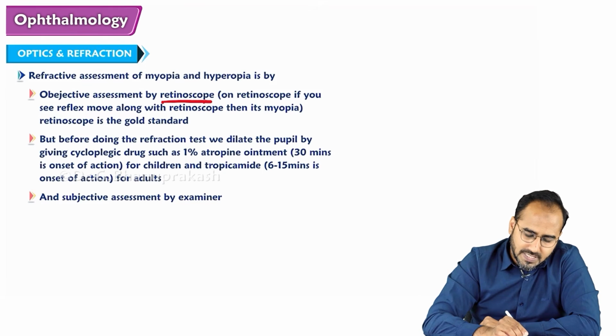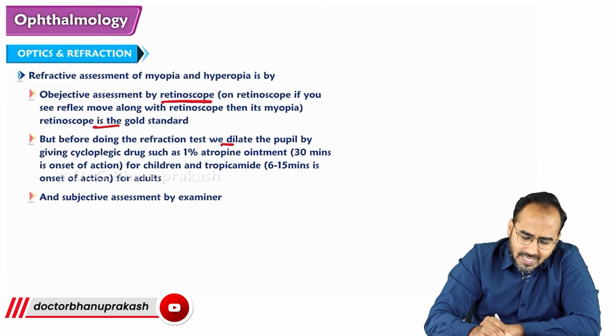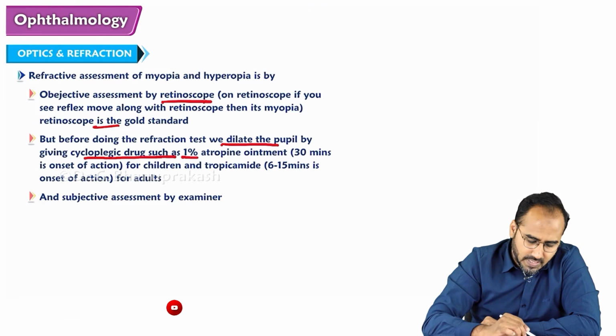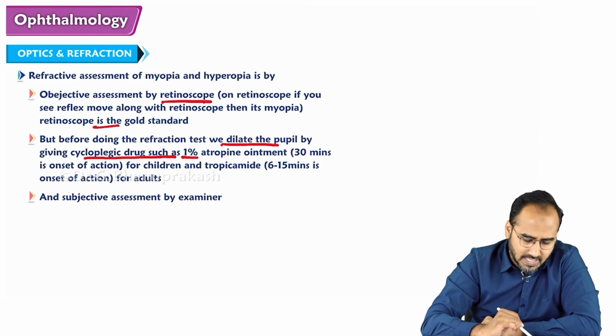Okay. So anyways, guys, objective assessment of myopia can be done by retinoscopy. Retinoscopy is the gold standard. But before going for any refractive test, we first dilate the pupil by giving a cycloplegic drug, either atropine or tropicamide solution. Then you can go for subjective assessment. Objective assessment is by retinoscopy. Subjective is by Snellen's chart and other charts.